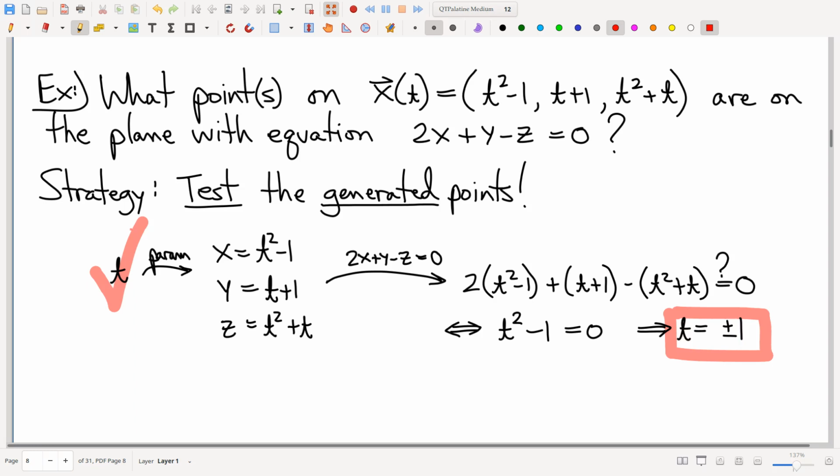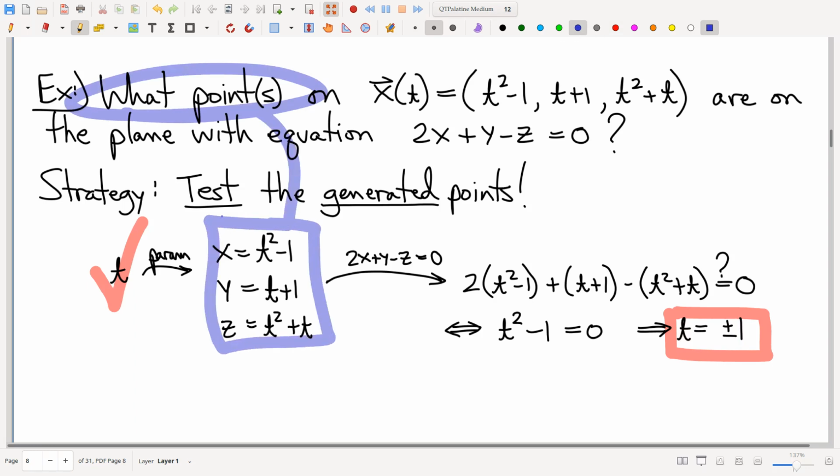Now, to be fair, that was not what the question asked. The question asked, what were the points? These are the points. These are the points that were produced by the parameterization. These are the points that we tested with our equation. So if I know the t's, how do I find the points? Well, you plug into your parameterization. And so you take those values of t, you plug into the parameterization. That will produce the correct points.